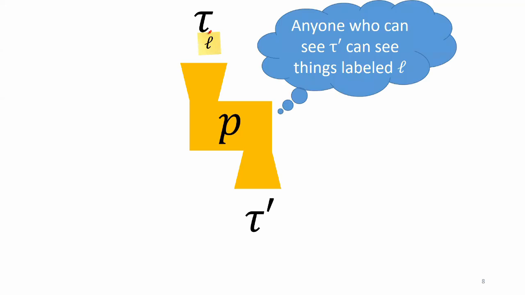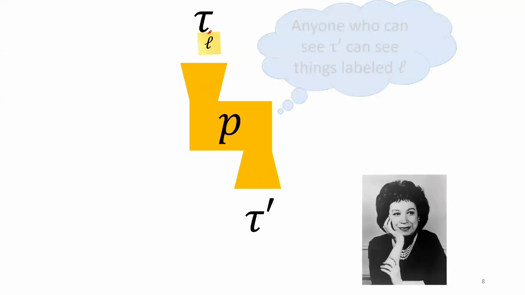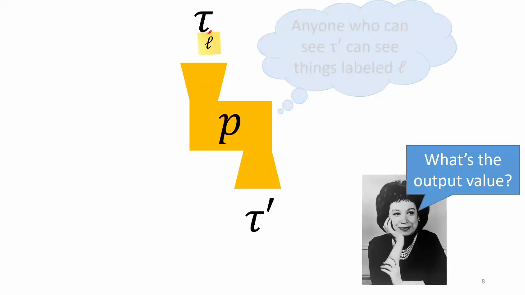Our program P here takes inputs of type tau. Notice that type tau can have a label L. It then produces outputs of type tau prime. P is non-interferent if anyone who can see tau prime can see things labeled L. Thus, if some adversary, say Alice, comes along and wants to know what the output value is, they have to view that output value through their lens. If they can see the output value through that lens, then they would have been able to see the input as well. However, our programs are not mathematical functions.